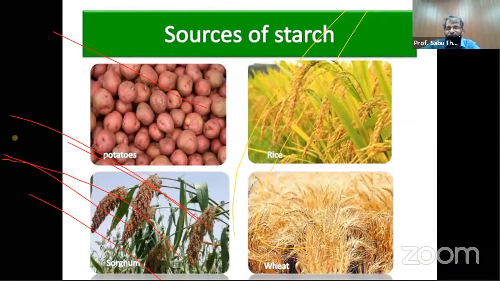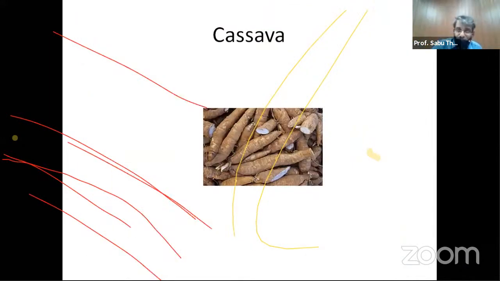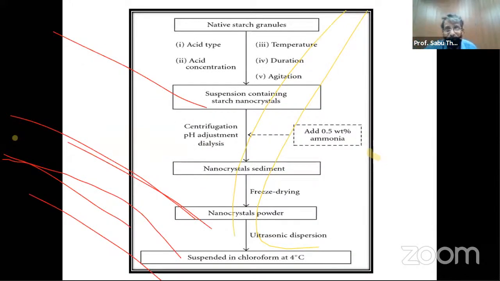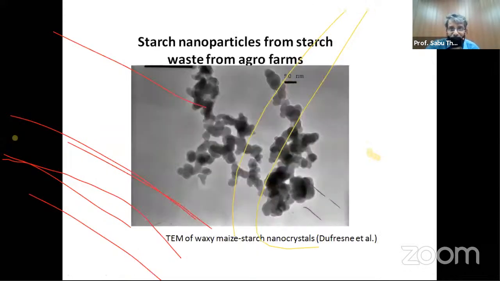The last part of my slide is, we also have a lot of agro waste starch material. You go to a paddy field, you go to a tapioca field, you go to a potato field, there is a lot of waste material which cannot be used. We are not touching the food sector, for human beings and animals. We are touching only the waste material. So cassava, tapioca, this is again a very simple starting material for nanoparticles. You do an acid washing, then you can get nanocrystals of starch. I want to show you the nice work of Dufresne from France. He made nanocrystals of starch from potato waste. We made something very similar from tapioca waste.